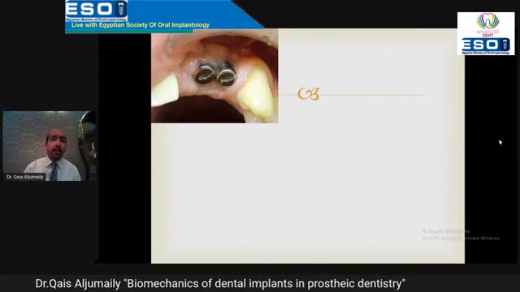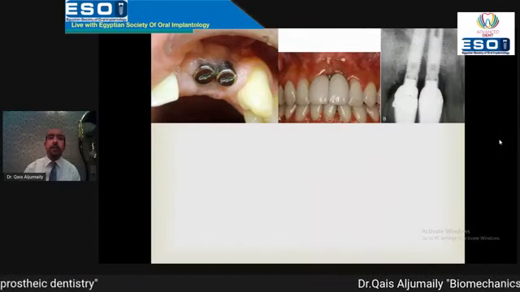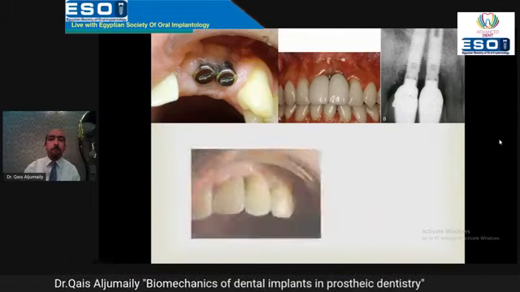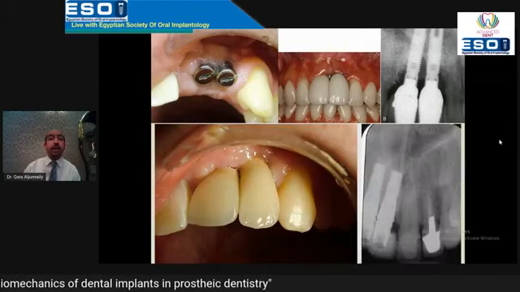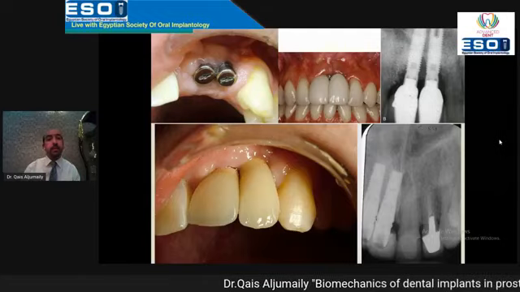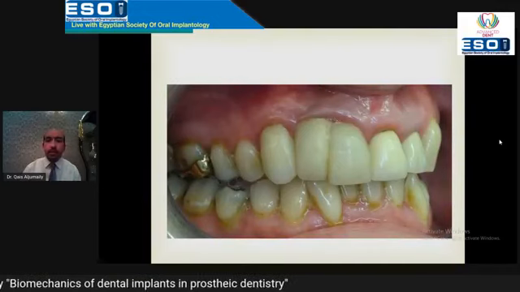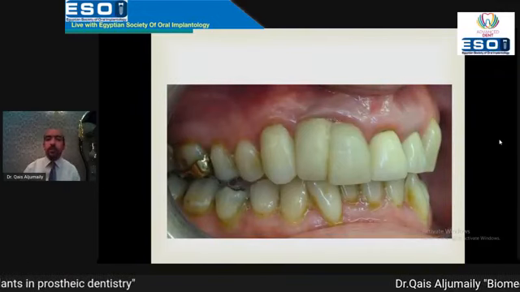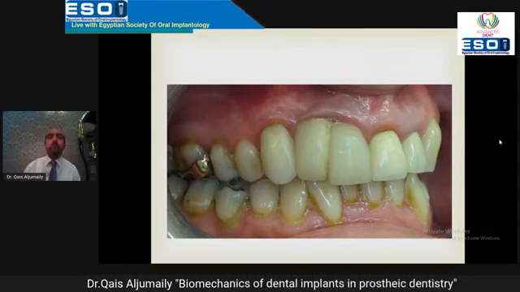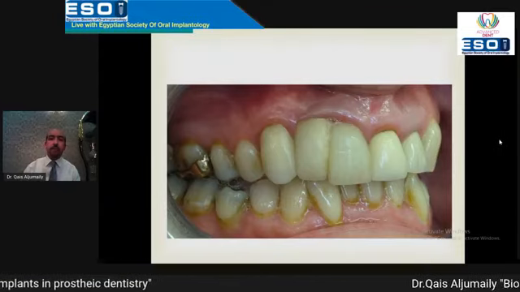Here are some cases considered failure cases from the restorative, prosthetic and aesthetic point of view. Sometimes these are cases that succeeded from the surgical and periodontal side. The osseointegration is good, the bone quality, the distance between the implant and the natural teeth, the bone quantity, everything is good. But from the restorative and aesthetic point of view, it's a failure case, just like this case, for example.